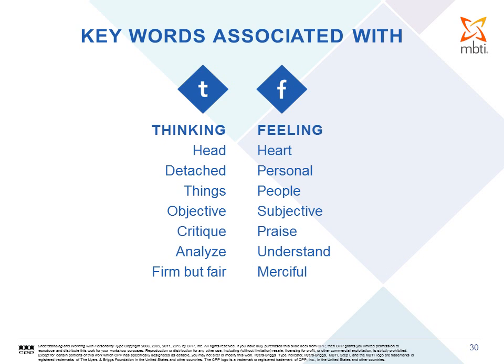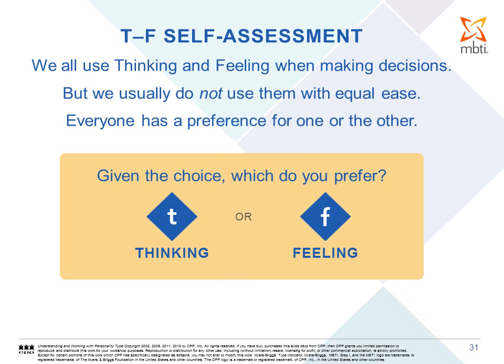So some of those key words associated with this dichotomy: head versus heart, detached versus personal, things compared to people, objective versus subjective, critique versus praise, analyze versus understand. On the thinking side, firm but fair. On the feeling side, merciful. So it's time now to take a moment and think about your preference. So given the choice, which do you prefer, thinking or feeling?